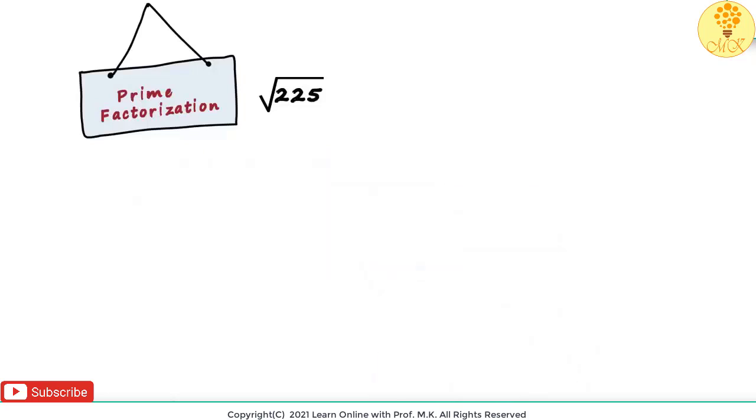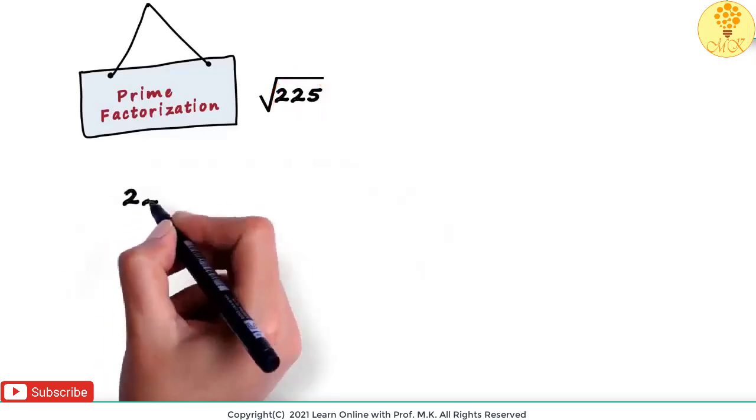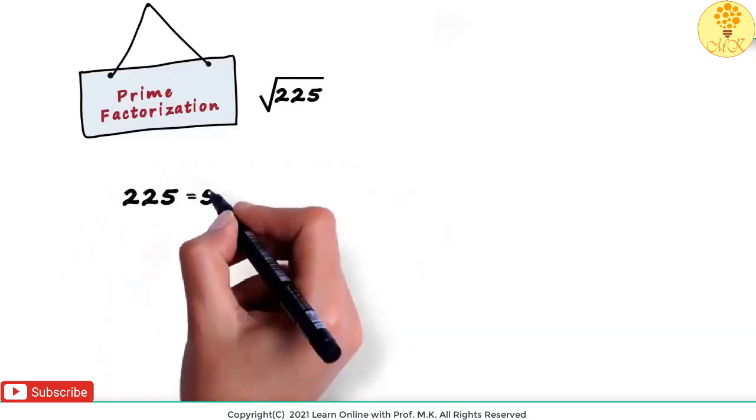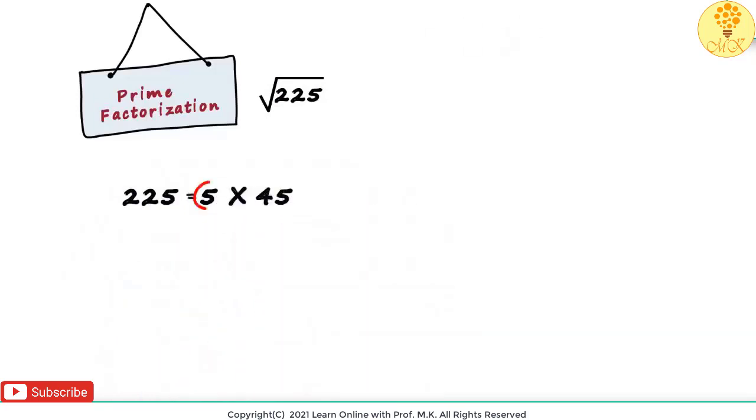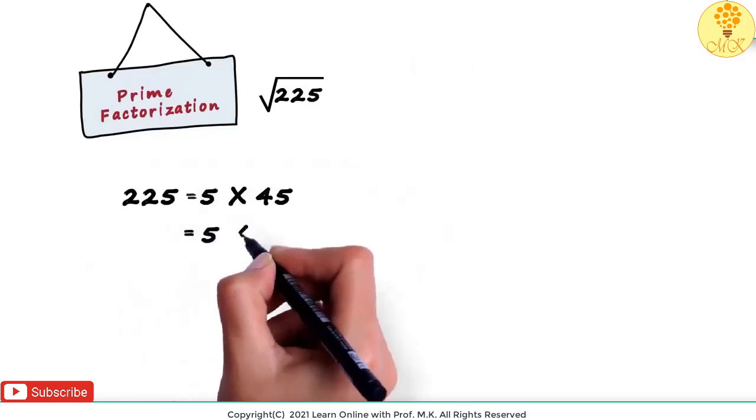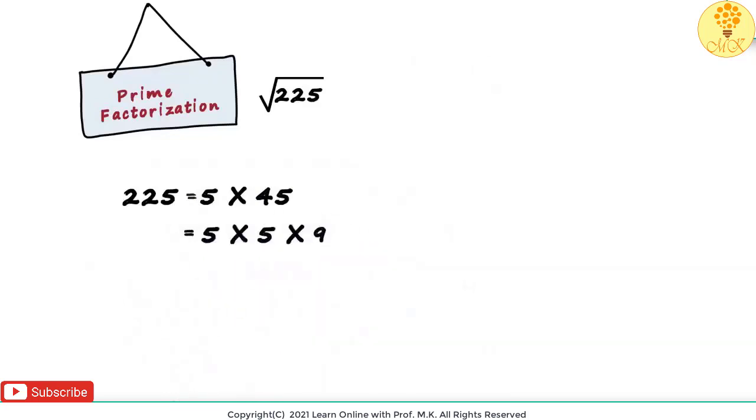So let us start reducing the number 225 into prime factors. Prime factors are the factors of this number which are prime. We can write 225 as 5 multiplied by 45. 5 is prime, but 45 isn't. So let's reduce 45 further and write 225 as 5 times 5 times 9.